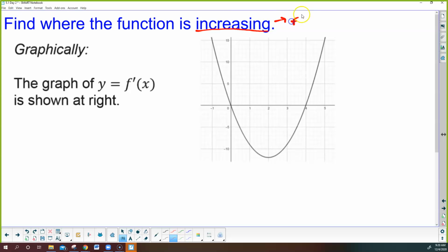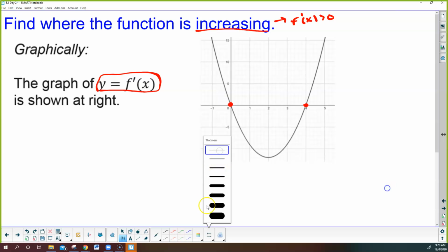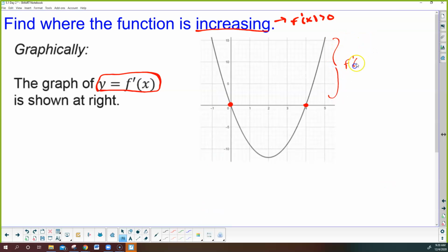You're going to say, I need to know when the derivative is greater than 0. Well, look at it. It tells us that this is the graph of the derivative. So I have to understand what graph I'm looking at, which means here are my critical points, and anything above this line is where the derivative is greater than 0. So it's increasing from here to here because that's where we have a positive derivative.